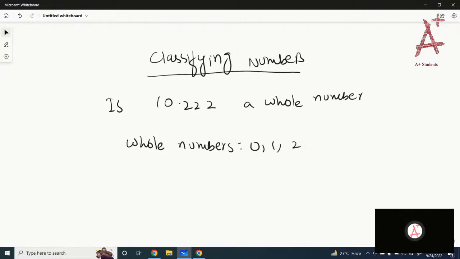0, 1, 2. They are without the decimal point. Got it? You can also say whole numbers don't have the decimal portion. So the whole numbers are the complete numbers without the decimal portion. So is it a whole number? No, the whole numbers don't have the decimal point. Got it? So this is not a whole number. Got it?